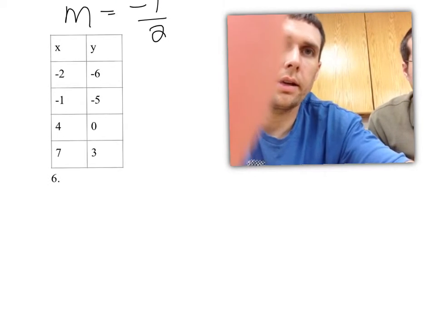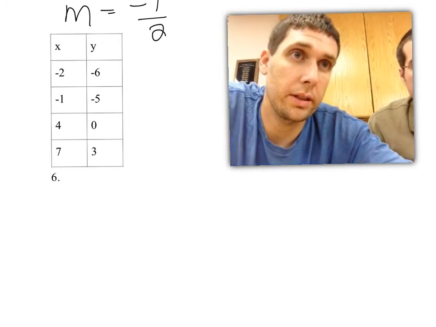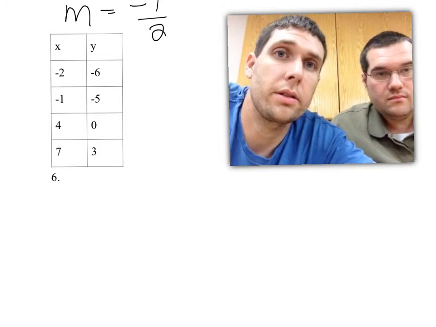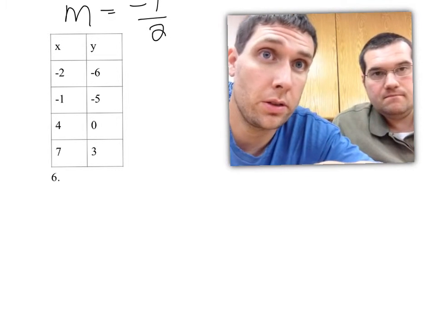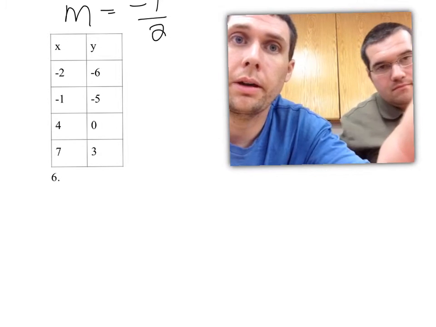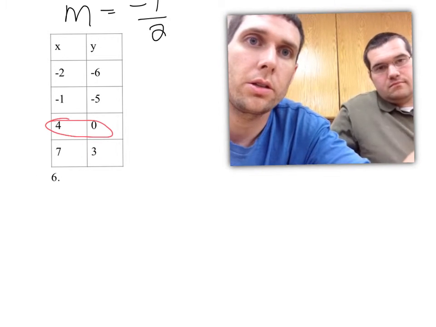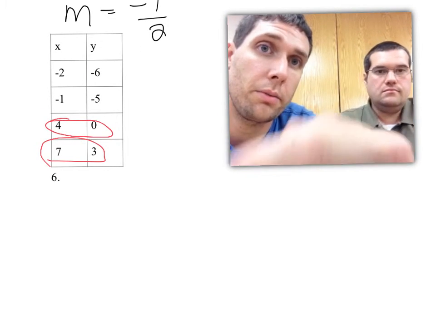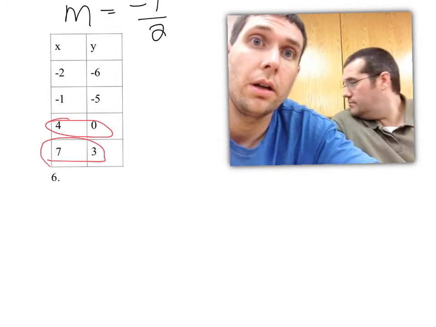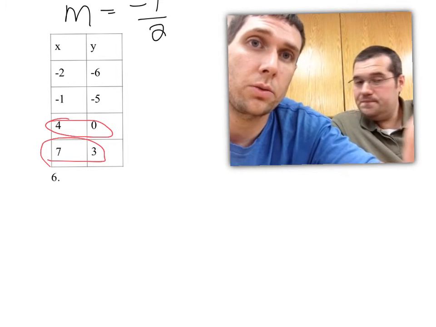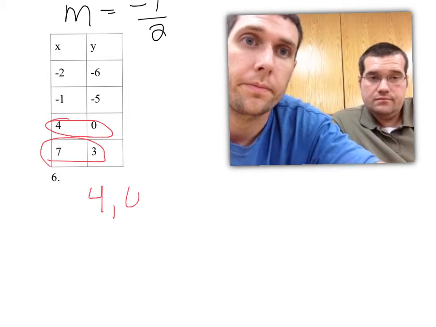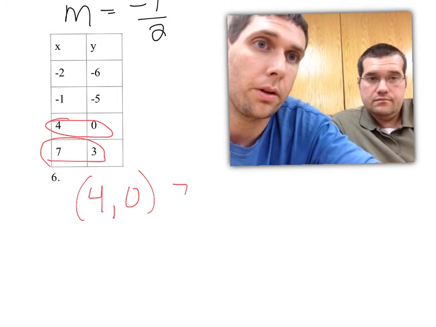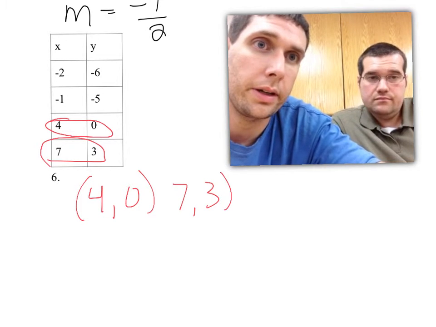Same thing here, guys. Instead of having 2 coordinates listed, we have actually 4 coordinates listed in a table format. The only thing I would do is pick 2 of these coordinates and go with them. So I'm going to pick these 2 here just because they are positives, and positives are easier to work with than negatives are. My recommendation is to actually write down these 2 coordinates. So I'm going to write down (4, 0) and (7, 3).